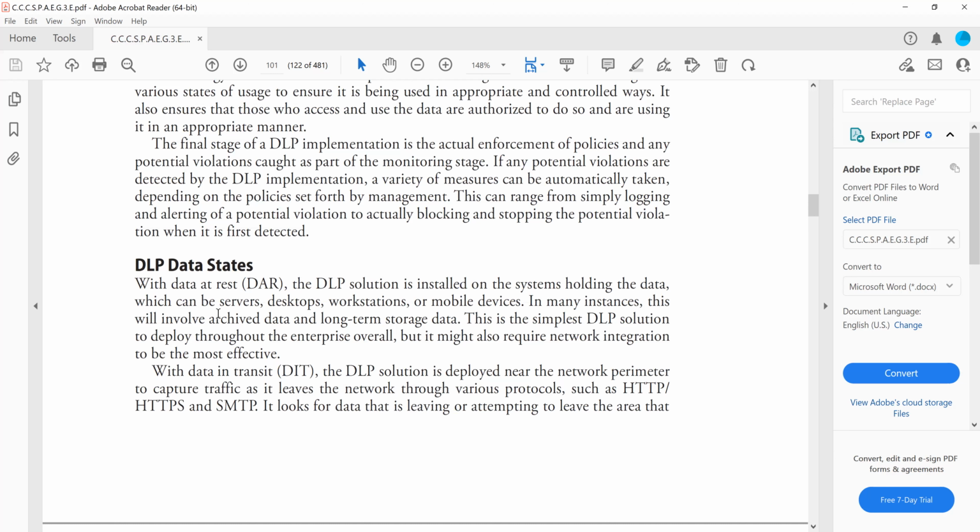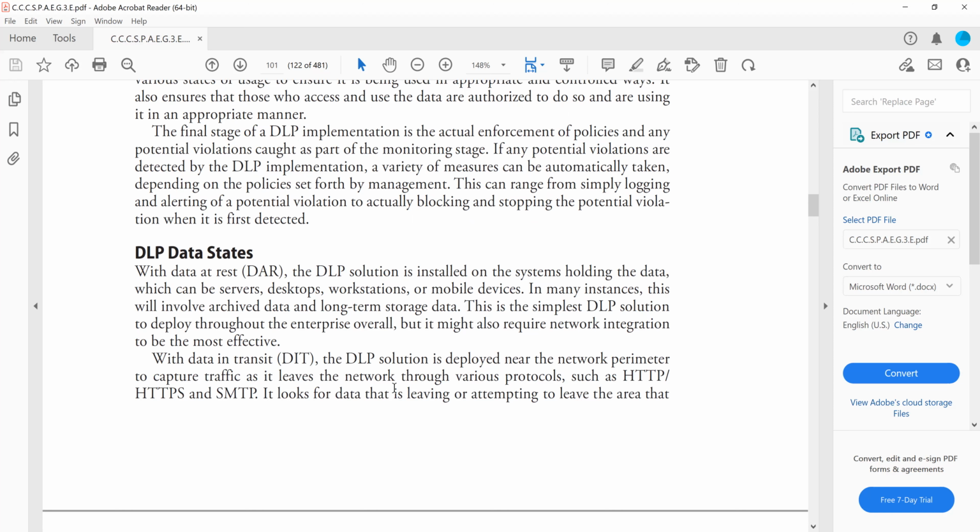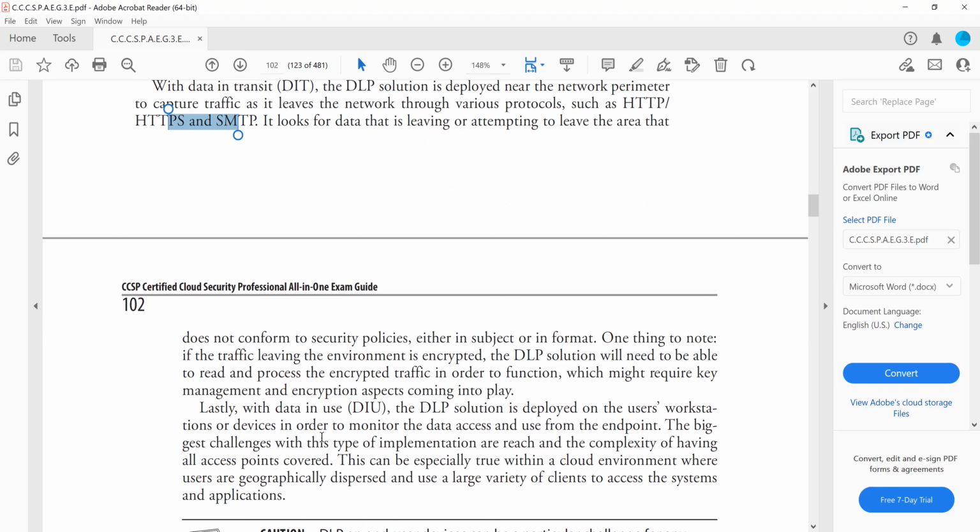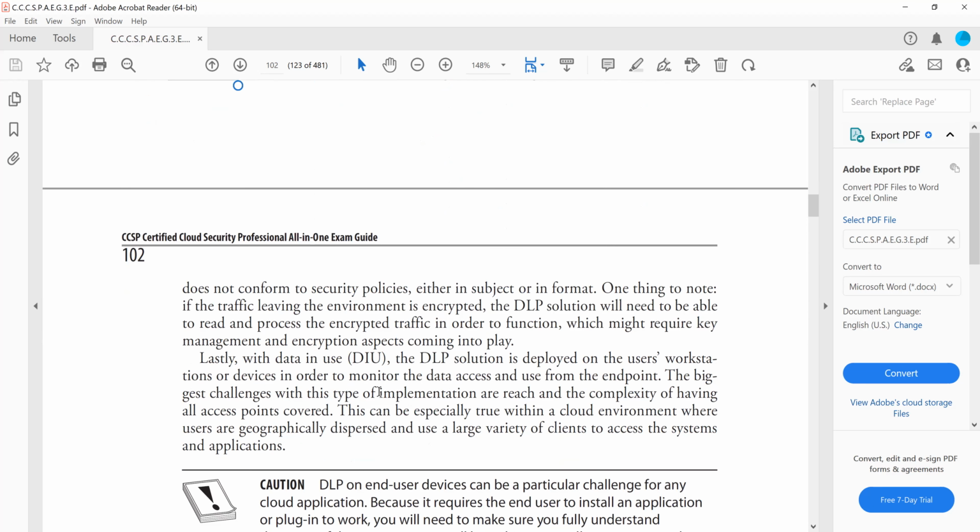With data at rest, the DLP solution is installed on the systems holding the data, which can be servers, desktops, workstations, or mobile devices. In many instances, this will involve archive data. We agree about this. We know it very well. We mentioned that for the DLP solution we have multiple components: on servers, on workstations, in transit on email and browser. It will be in the form of a client installed on a server or on a workstation. What is the question? No, this is not the point.